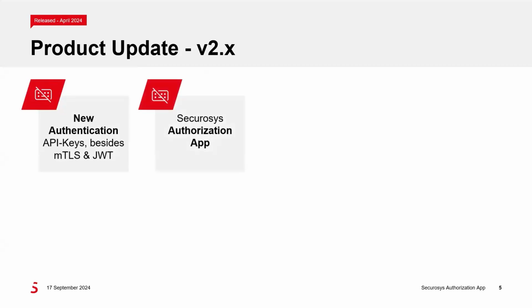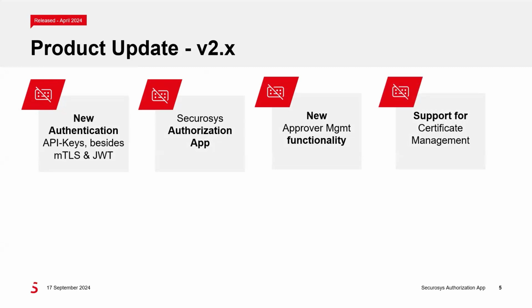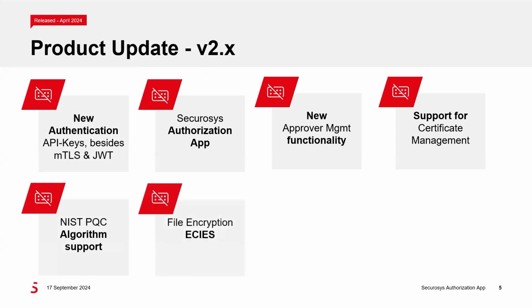Besides that, the REST API has added functionality for the Securosys Authorization App, and to generate approver keys for the smart key attributes, which we will dig into a little bit later, generated with HSM entropy. Additionally, we have certificate management introduced, such as CSR generation, self-signed certificate generation, and certificate issuing. And of course, the latest NIST PQC algorithms are supported. Lastly, file encryption such as ECIES has been introduced as well.